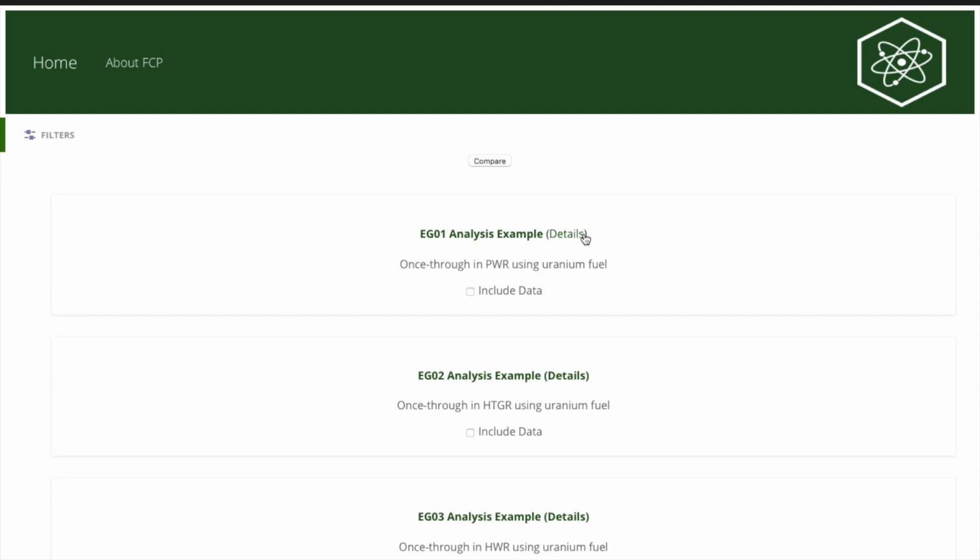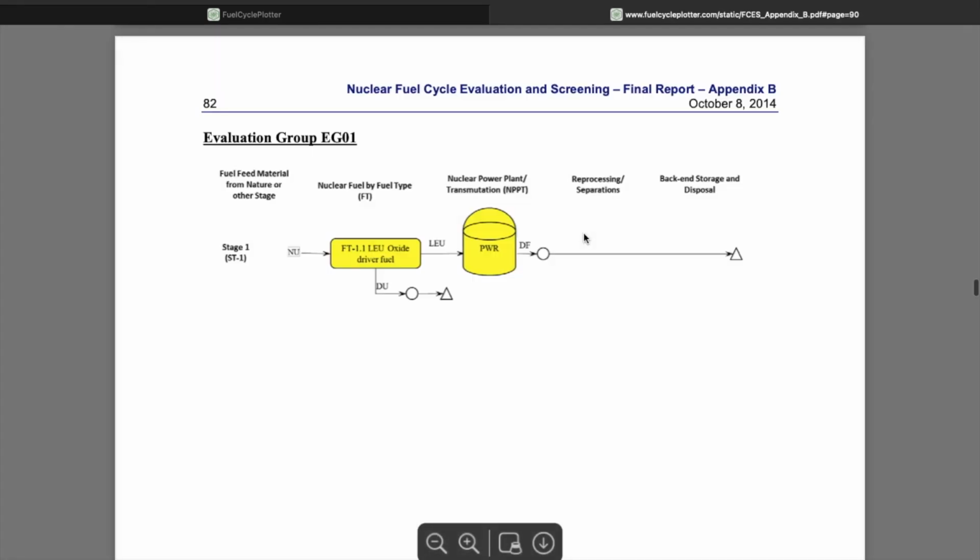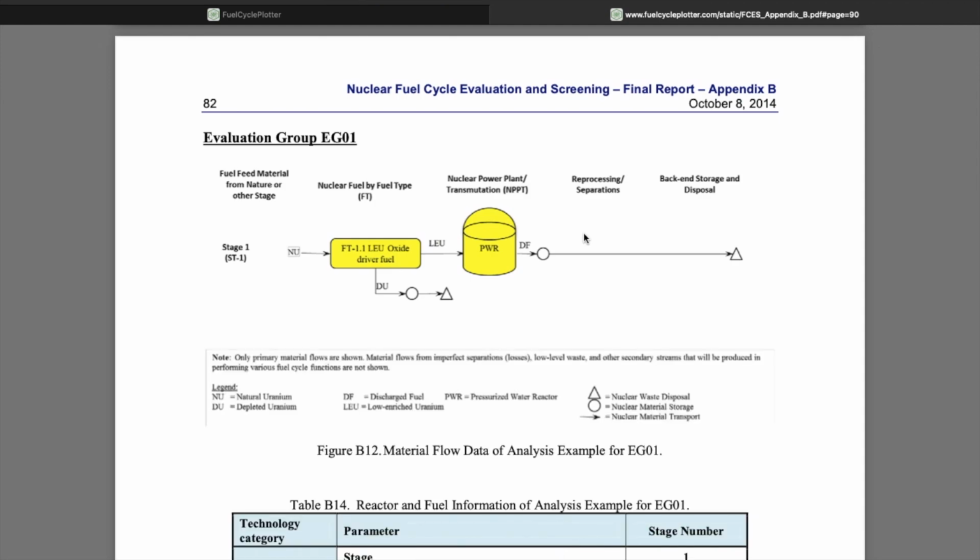A particularly important fuel cycle to understand is the current standard for commercial nuclear power generation in the United States. This fuel cycle is referred to in the DOE report as EG01. In the EG01 process, natural uranium is enriched and used to make low-enriched uranium oxide fuel, which is then irradiated in a pressurized water reactor and used to generate power. There is no recycling of nuclear materials in this fuel cycle. Everything gets sent to storage to cool and will eventually need to be sent to a long-term disposal facility.